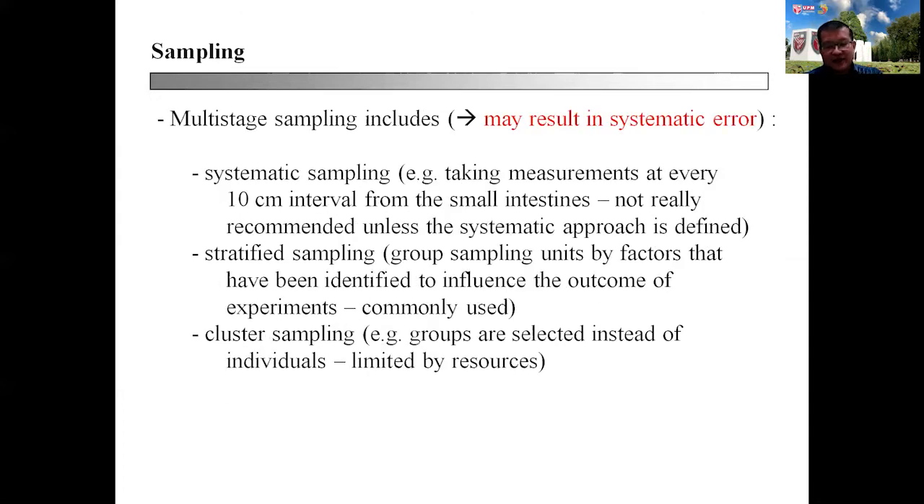Multi-stage sampling can be done according to either systematic sampling, stratified sampling, or cluster sampling, which we already pointed out earlier. So systematic sampling, as I mentioned earlier, could be done either in intervals of distance or intervals of counts. Stratified sampling, as we have discussed just now, could involve subdividing them into smaller groups. Whereas cluster sampling is, as has been explained earlier, where you group samples of the same attributes to make them more homogeneous.